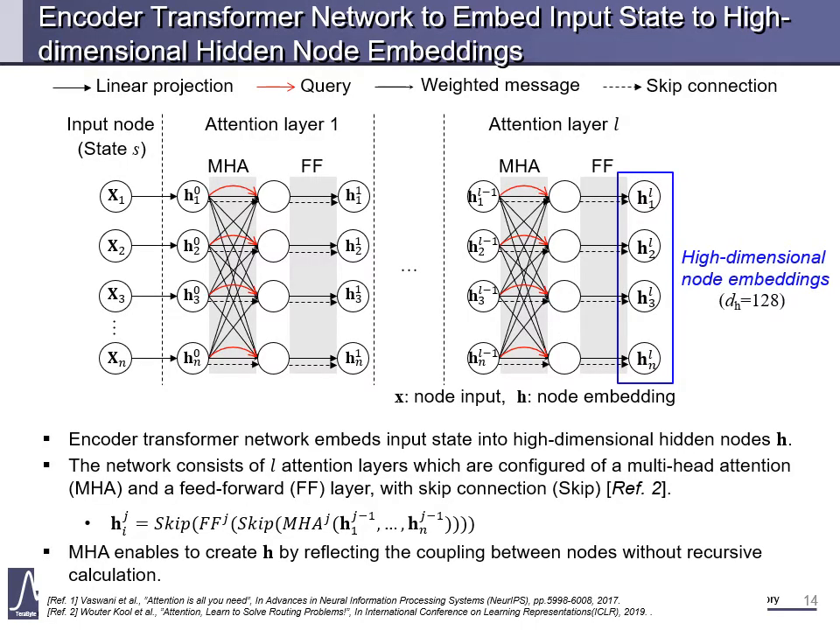This is the encoder transformer network of the proposed method. The main purpose of the encoder is to embed the input state into high-dimensional node embeddings H. The network consists of attention layers, which are configured of a multi-head attention layer and a feed-forward layer with skip connection. Especially, the multi-head attention layer enables creating node embeddings H by reflecting the couplings between nodes without recursive calculation.